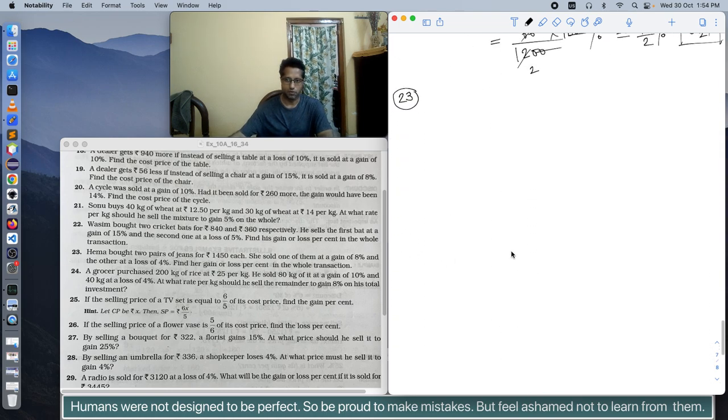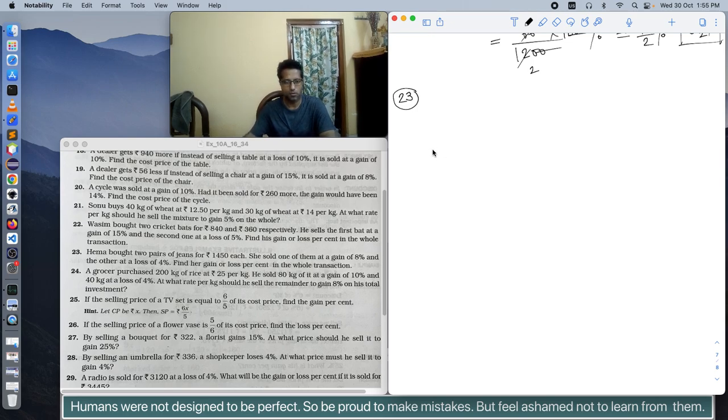Okay, so question number 23. Hema bought two pairs of jeans for rupees 1450 each. So the cost price of both the jeans was 1450. She sold one of them at a gain of 8% and the other at a loss of 4%. Find her gain or loss percent in the whole transaction. This problem looks quite similar to problem number 22, but let's anyway solve it.